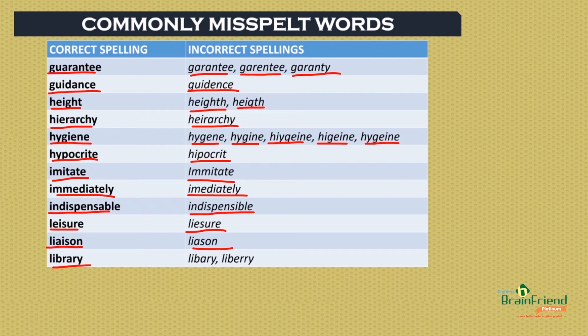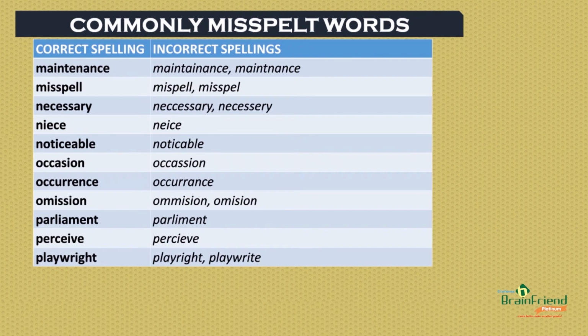Also, we have the word library. It's spelled as L-I-B-R-A-R-Y, but it is wrongly spelled as L-I-B-A-R-Y or L-I-B-E-R-R-Y. Next, we have maintenance, which is spelled M-A-I-N-T-E-N-A-N-C-E, but wrongly spelled as M-A-I-N-T-A-I-N-A-N-C-E or M-A-I-N-T-N-A-N-C-E.